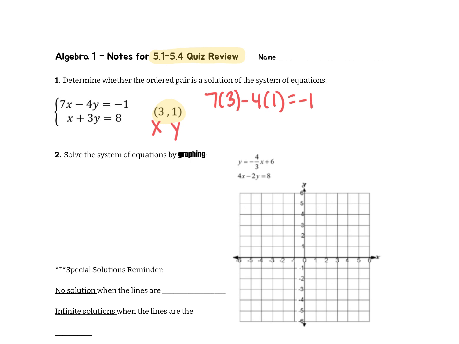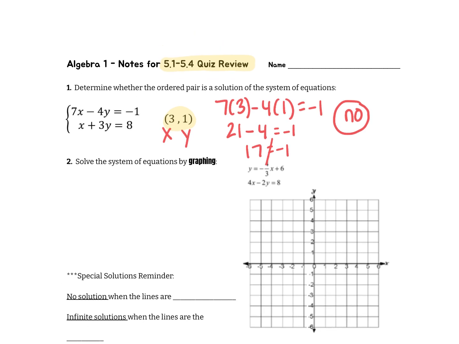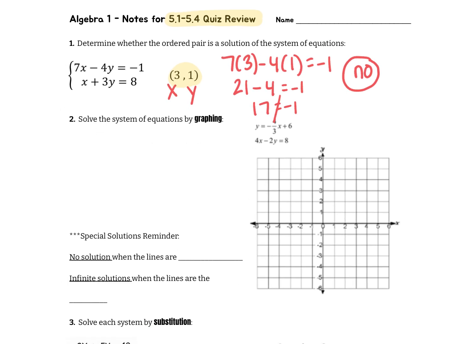So 7 times 3 is 21. Minus 4 times 1 is 4 equals -1. You get 17 equals -1. Well, 17 definitely does not equal -1, so that is not true. As soon as you find one that's not true, your answer is no. If that one had been true, we'd have to move on to the next one. And if both of them are true, your answer is yes. Otherwise, it's no.